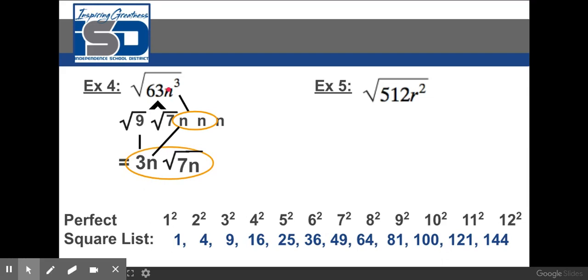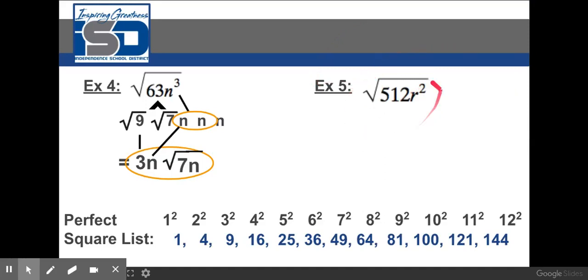Another way to look at it is you take the exponent and you divide it by the root. The root is 2, so if I do 3 divided by 2, 2 goes into 3 evenly once, so that means I can take out 1n and have a remainder of 1n on the inside. So let's go ahead and look at example 5.